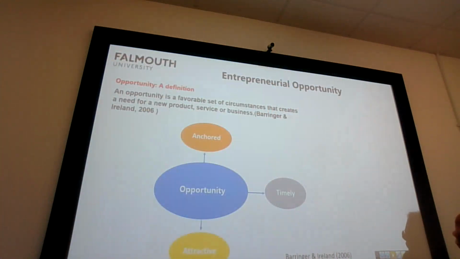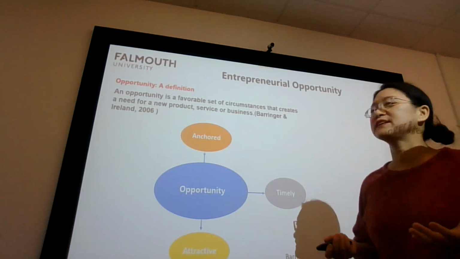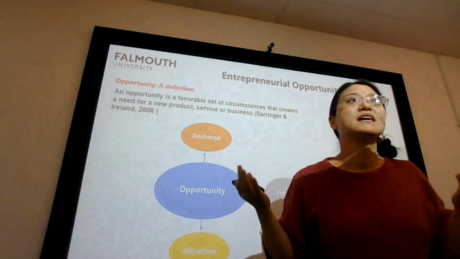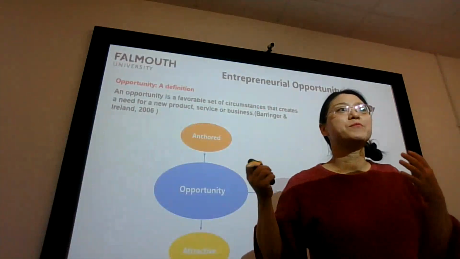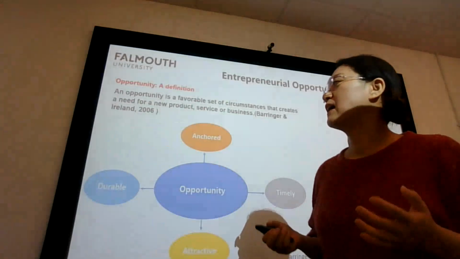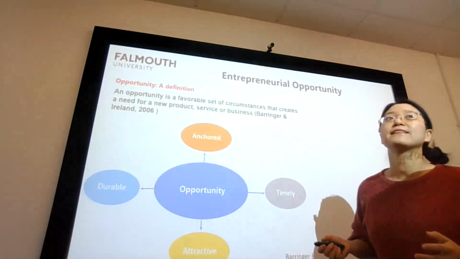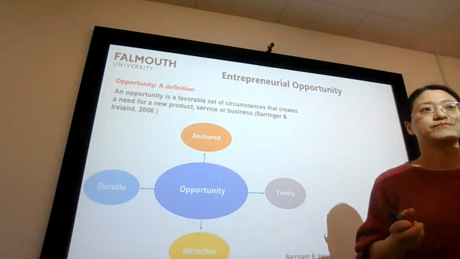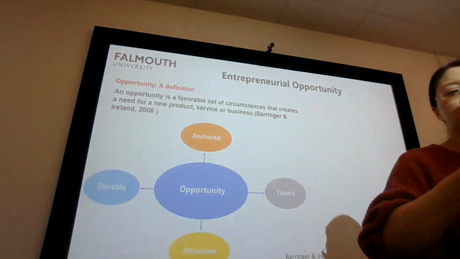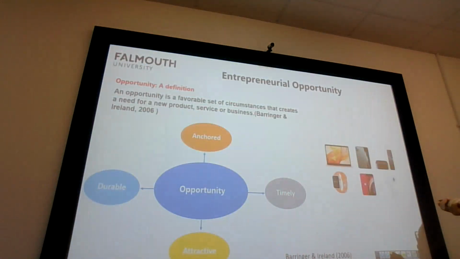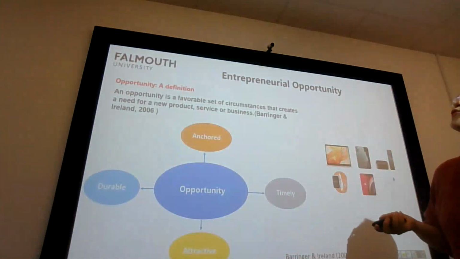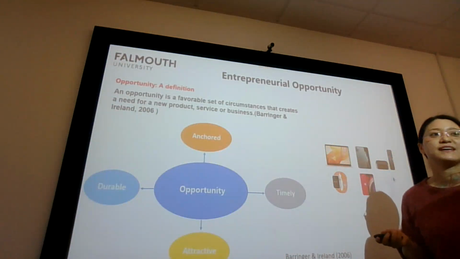The next element is attractive. An opportunity should be attractive to a set of people. You need to think about whether this is attractive for some specific audience. And the last one, durable. We also need to take durability into consideration when we define the opportunity, and see how long it will last. It can be reflected in an existing product. For example, the iPhone series has existed for a long time, so it's durable. So these are the four key elements that surround the opportunity.